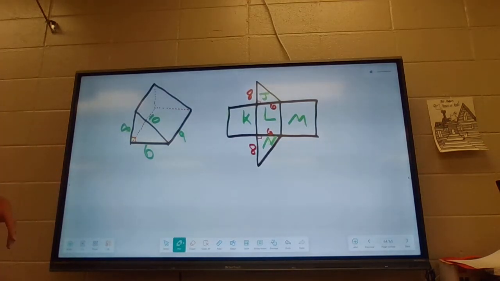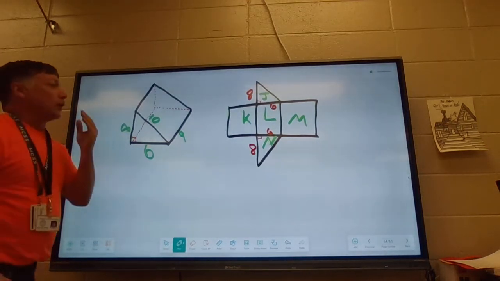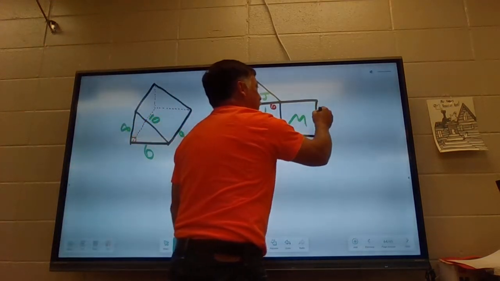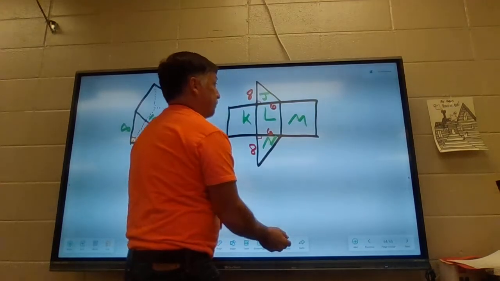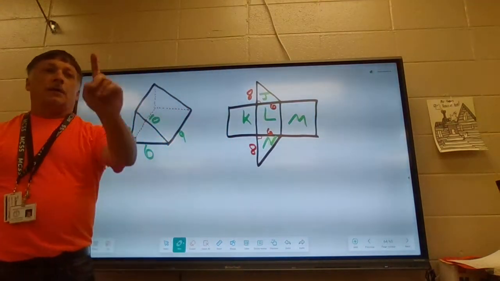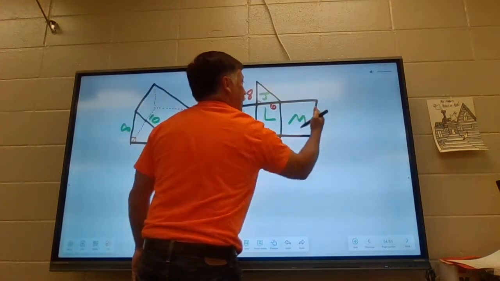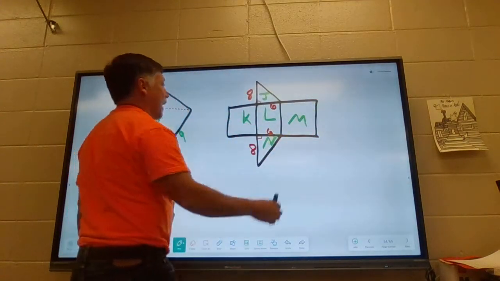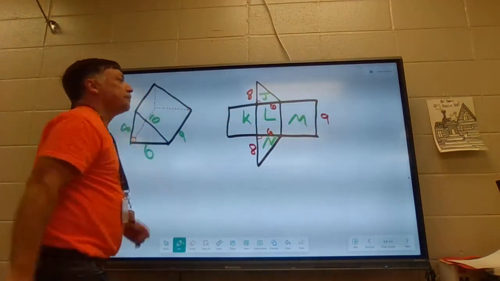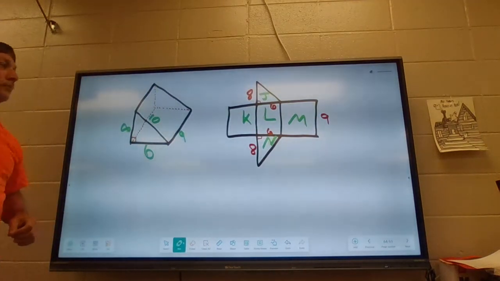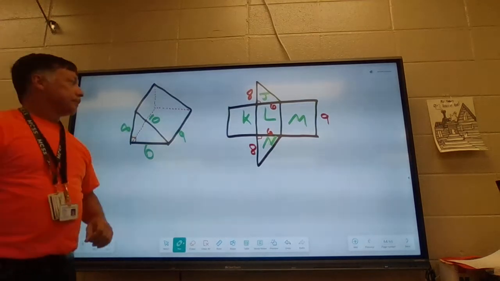Okay, perfect. Now we're gonna go for this right here of M, okay? What's gonna be a base of this right here, M? 9. Okay, how do we know it's 9? Because if you fold it up and it kind of goes together with the other one. Okay. It's the same as 9 on the other.